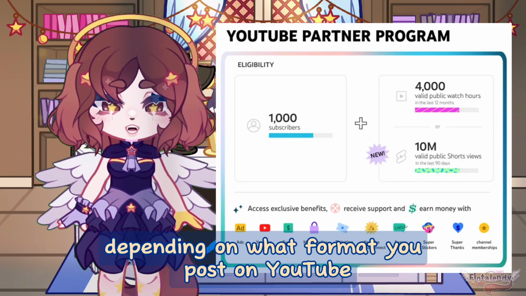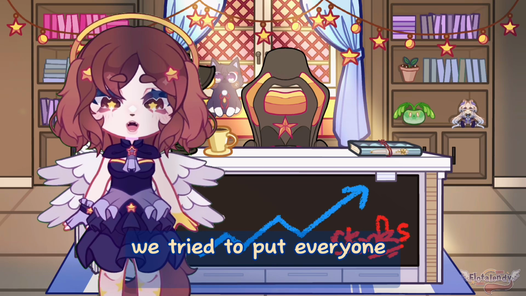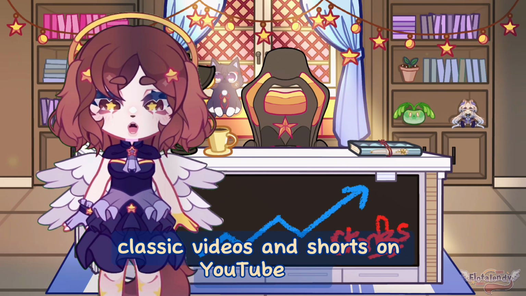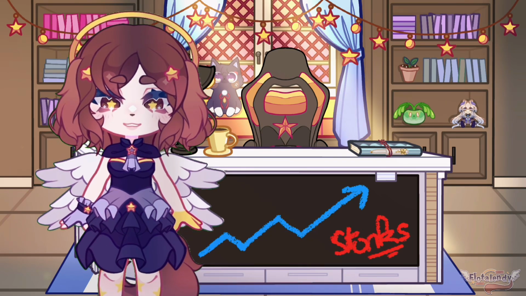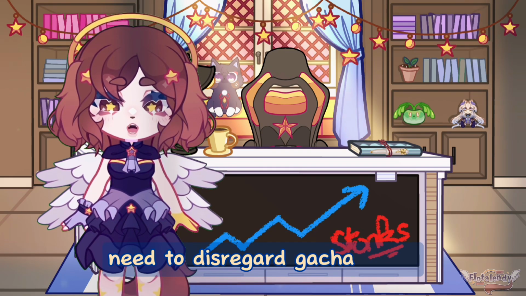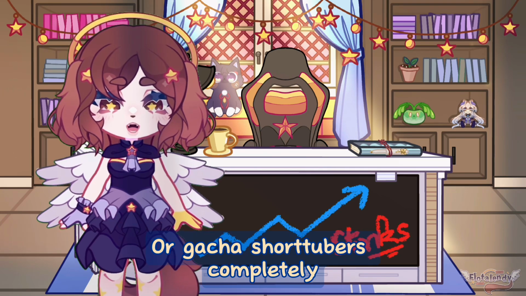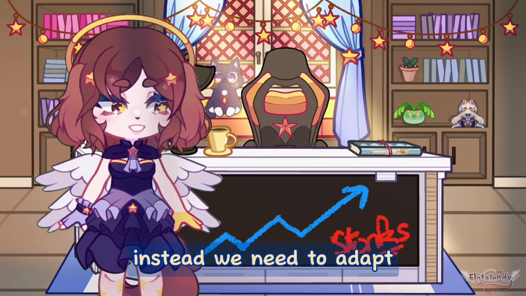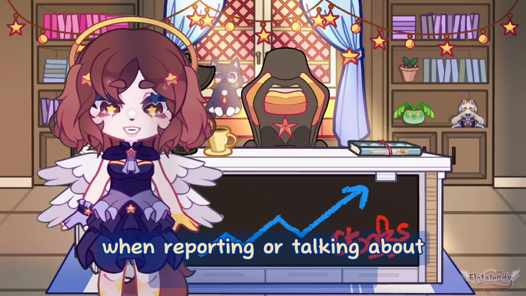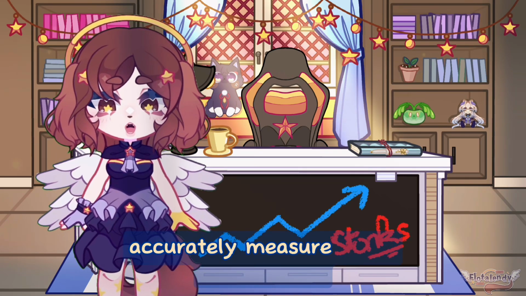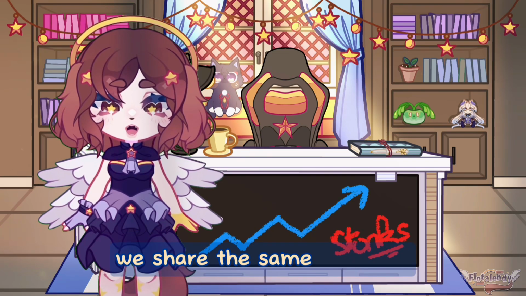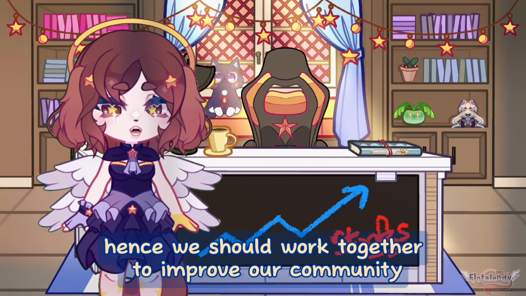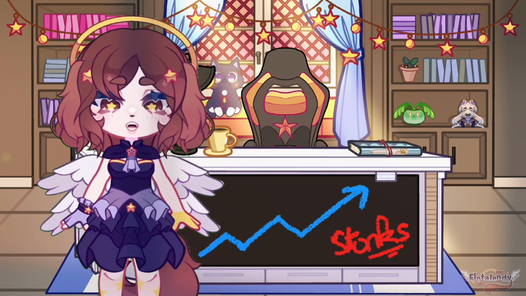you post on YouTube. For years, we tried to put everyone together in the same bag, when in reality, classic videos and shorts on YouTube are very different from one another. But that doesn't mean we need to disregard Gachatubers and Gacha Shorttubers completely, or treat the other side as inferior creators. Instead, we need to adapt when reporting or talking about our content creators, accurately measure their numbers, etc. We share the same platform, hence we should work together to improve our community instead of hating one another.